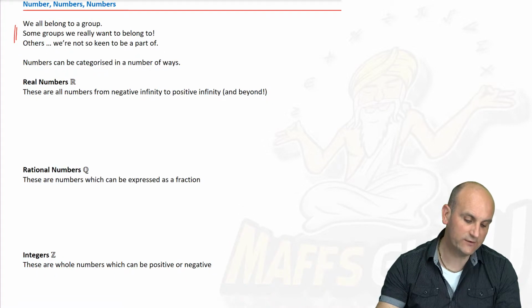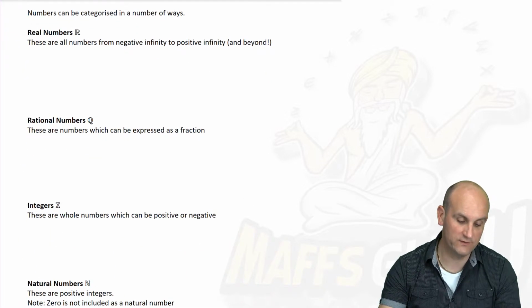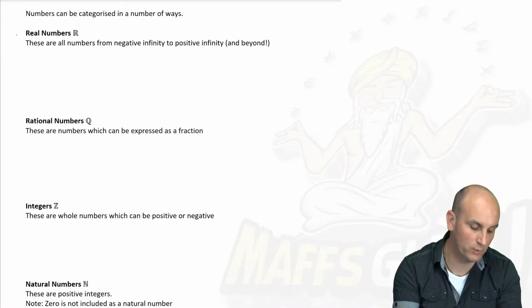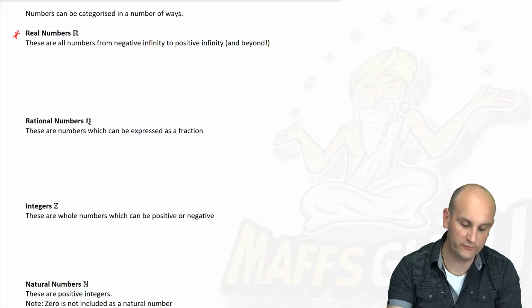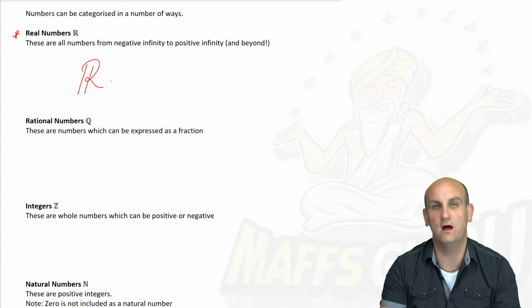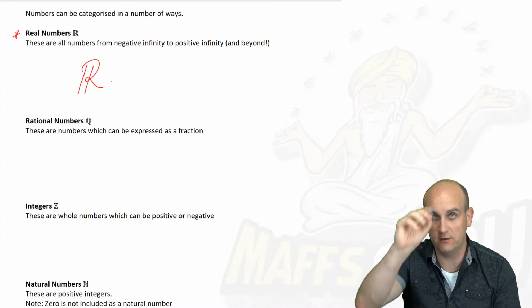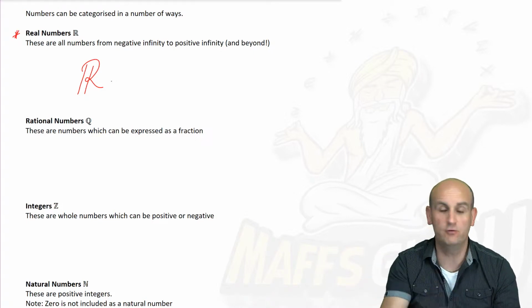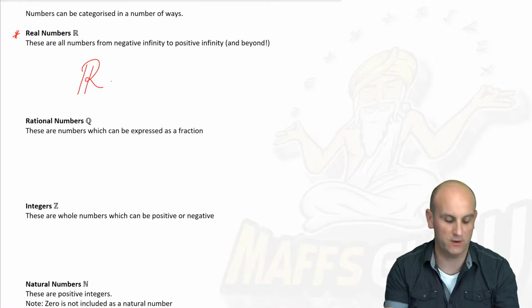But we can actually categorize numbers in lots of different ways. Now, firstly, the most important one, and the one we use all the time, is real numbers. Now, you have to draw the letter R very much like that. Do you see what I did? The 2 lines and then the R. You're going to reuse real numbers pretty much everywhere in methods.